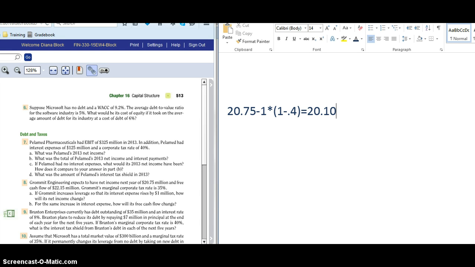Our net income would simply change to 20.1 million. Now part B is asking, how will this change the free cash flow? Now, free cash flow is not affected by interest expenses. So the answer to this particular question is not at all. Free cash flow is not affected by our interest payments.